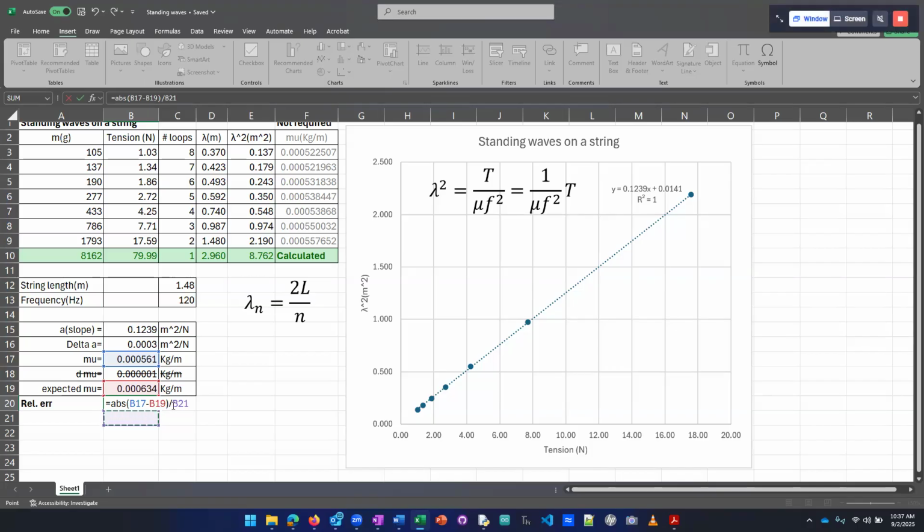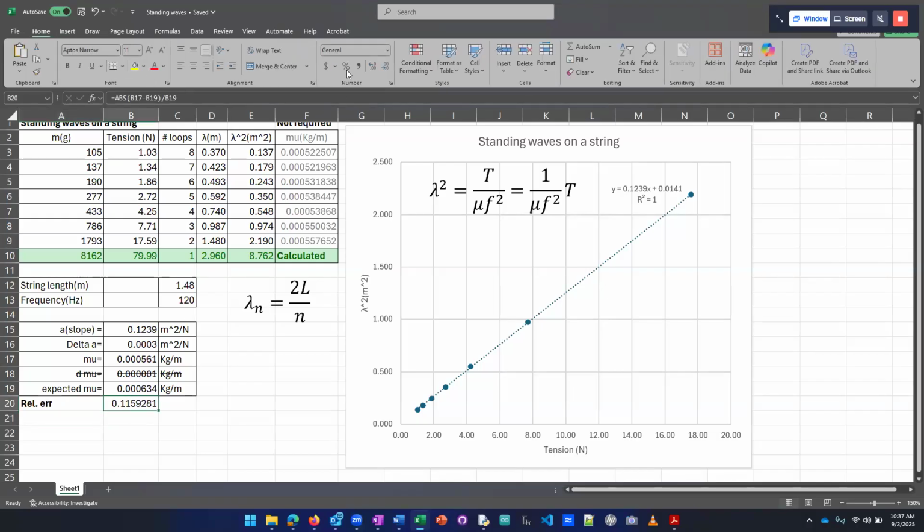So okay, not B21. I was clicking this. Okay. All right. So the difference between measured, this value that's calculated based on measurements, we'll call that measured, minus the expected, the red, and divide by expected. And I click it, go to the home ribbon, and turn this into a percent style, 12%. So that's what we're looking for. What is your relative error?